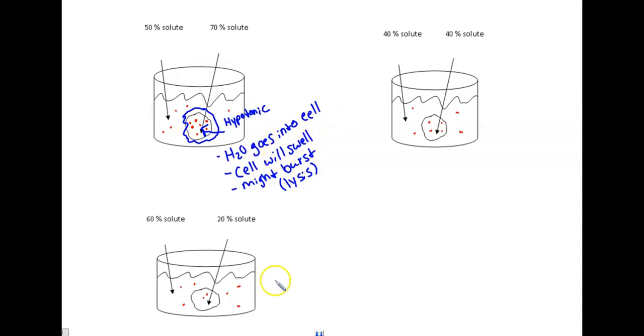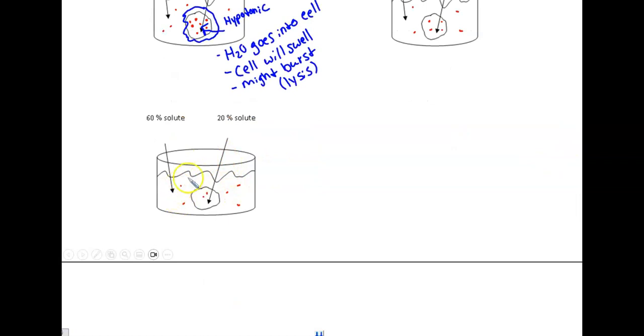All right, let's look over. Let's do the one at the bottom. So we have 60% on the outside, 20% on the inside. So we have a hypertonic solution, because it's higher on the outside. If you take a cell and put it in a hypertonic environment, water is going to go out. That's where water is going to go. So I meant to put water on here. Water went in, water went out. So water is going to go out of the cell.